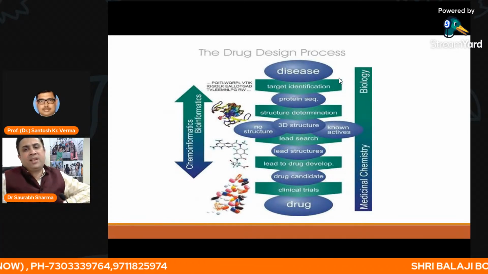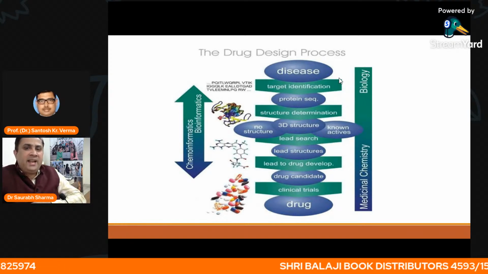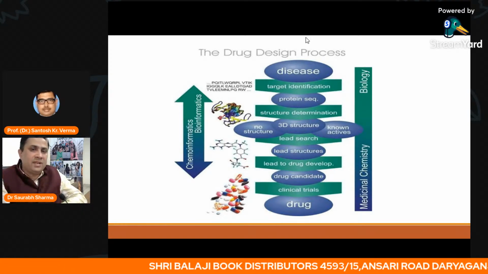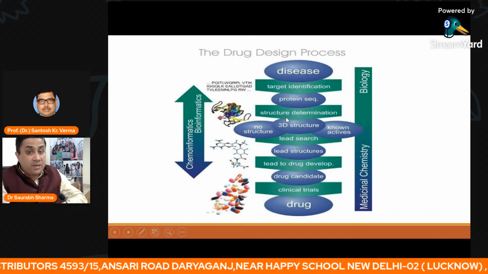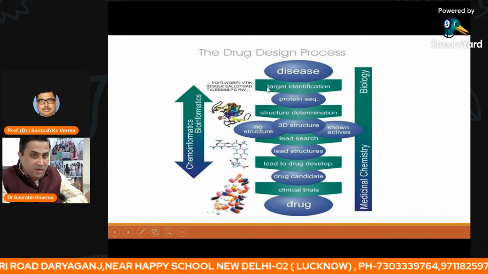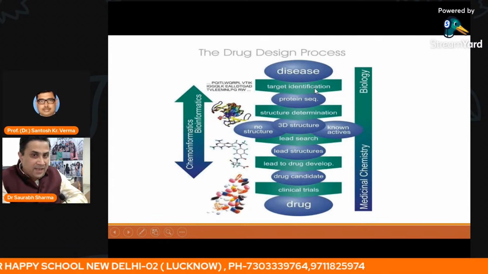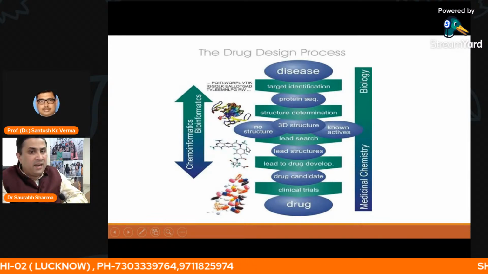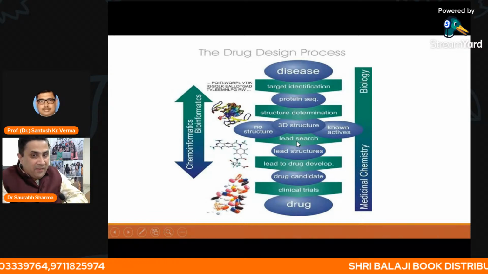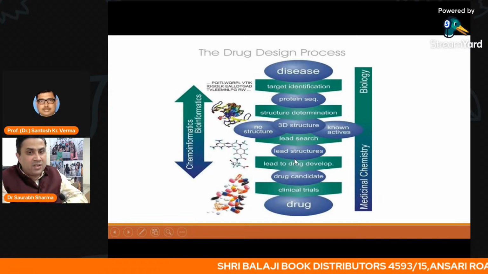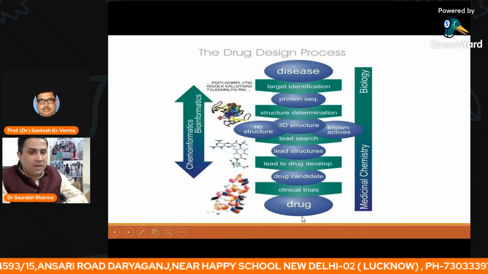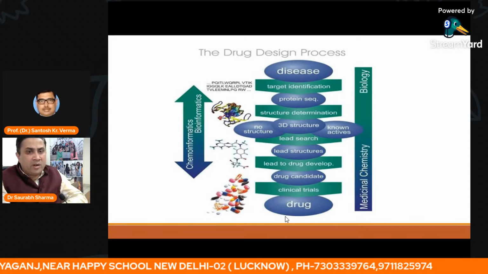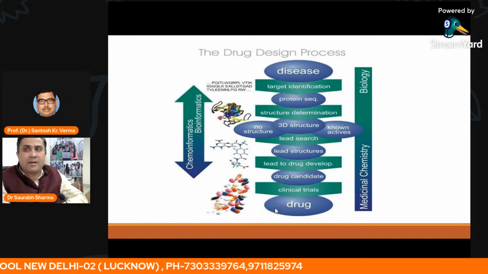Now, this is the drug design process, which is mentioned in this particular slide. And if you can understand it, first is the disease. Again, the disease is very important. Then the target identification, then protein sequencing, then structure determination. Now here, what is focused? The target is focused. The target's protein structure determination, then 3D structure, then active leads if there are any, then lead search, then lead structures, and leading to drug development, then drug candidate, then clinical trials, then finally the drug is coming. So obviously this is a holistic approach which is focused in the modern system of medicine and in the current rational drug design processes.